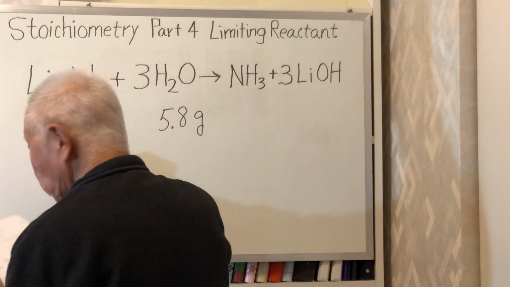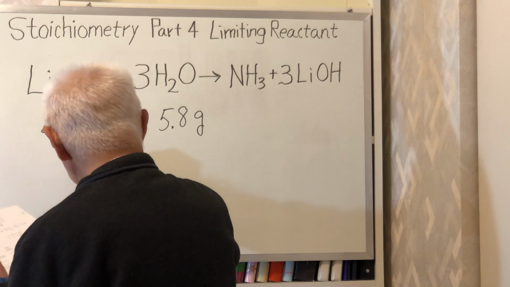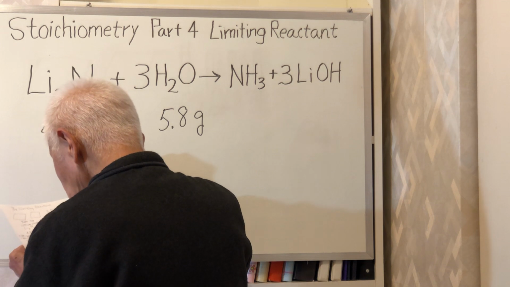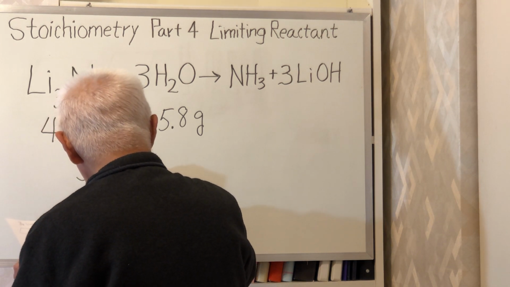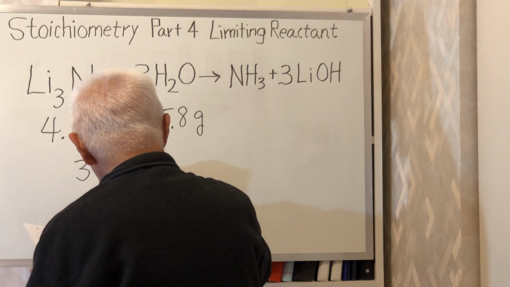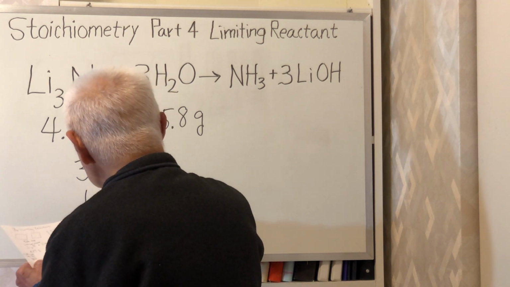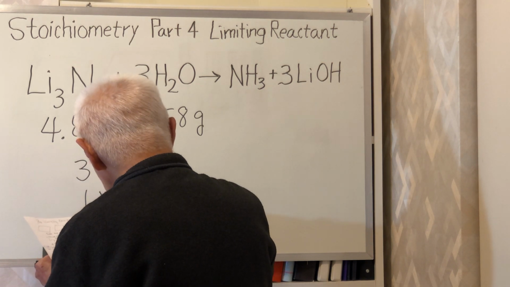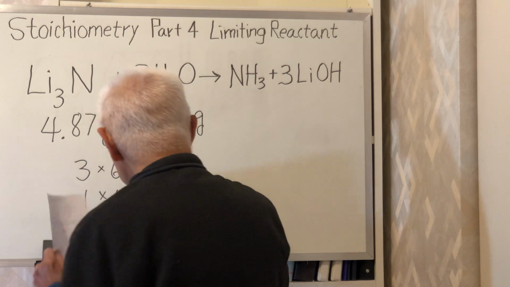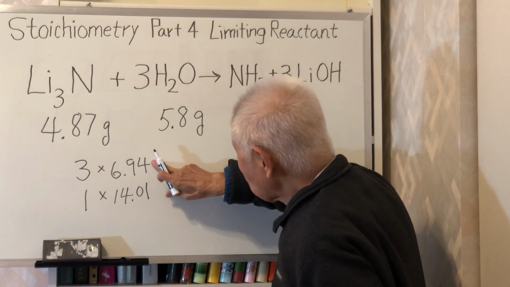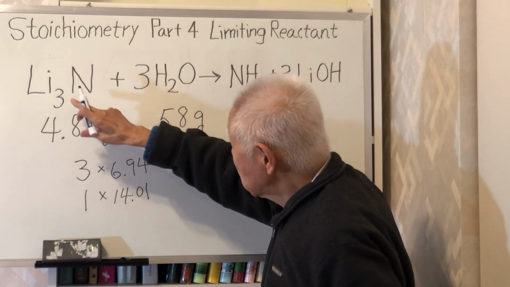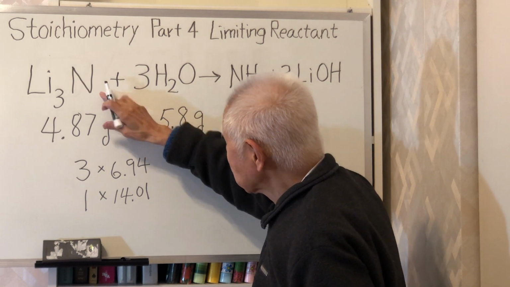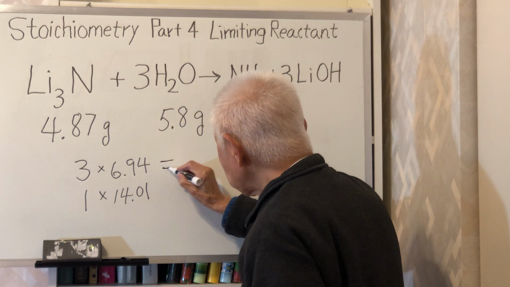So lithium from the atomic table, 3 parts of lithium, and 1 nitrogen. This is atomic mass of lithium. This 14.01 is atomic mass of nitrogen. So you do that.